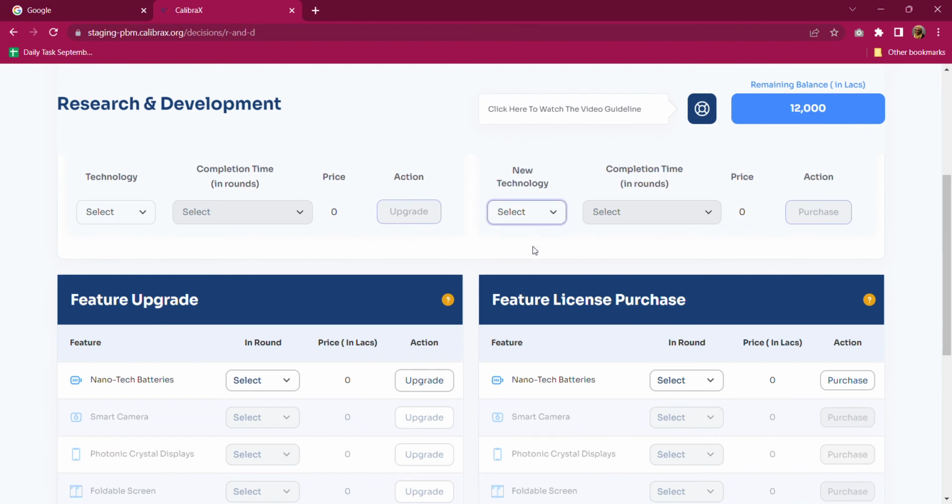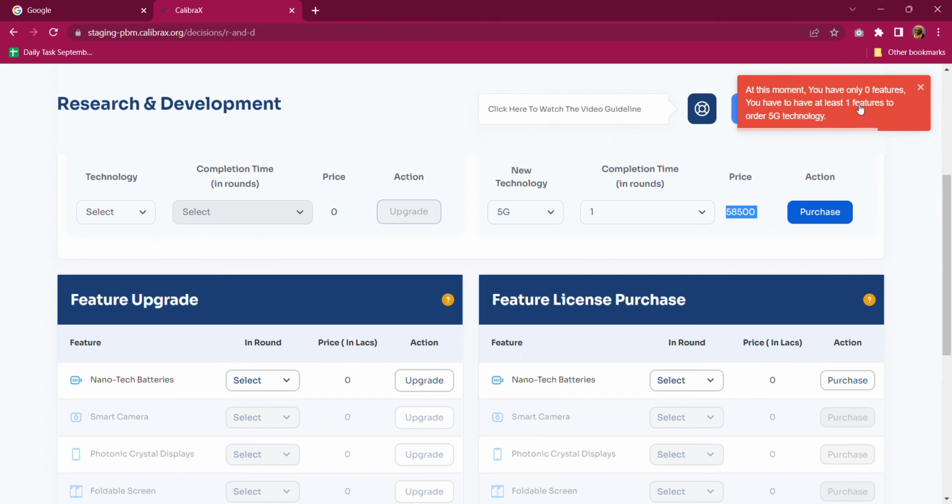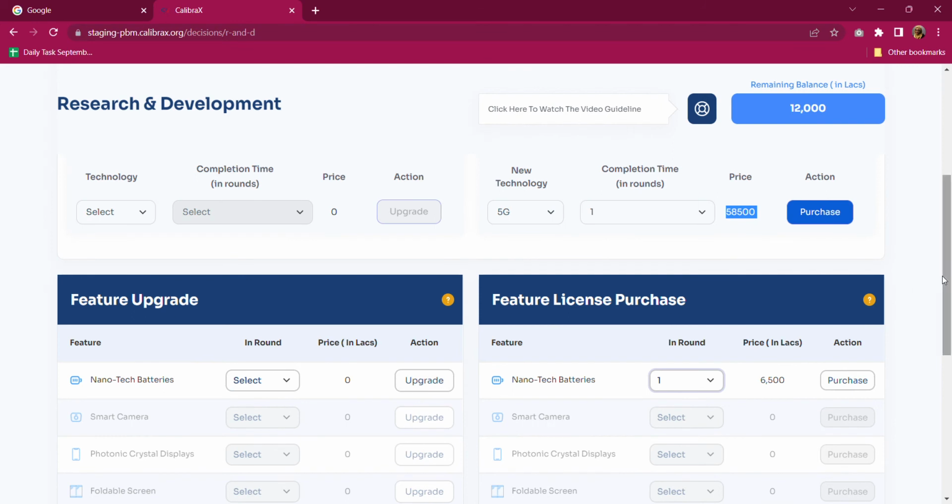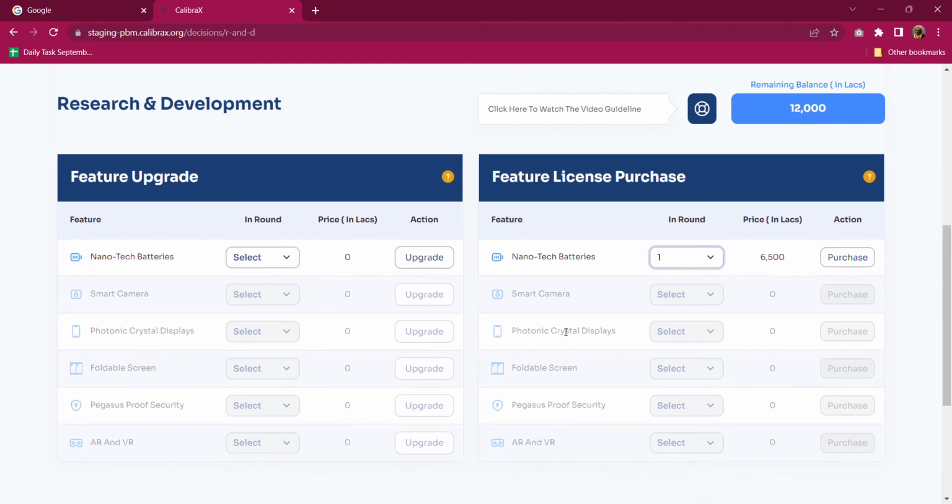Now, if we try to purchase 5G, this will be the price we have to pay. If we try to purchase, they are saying that we have to purchase a feature. Now I am purchasing a feature called nanotech batteries, and there are many features we will purchase in different rounds.